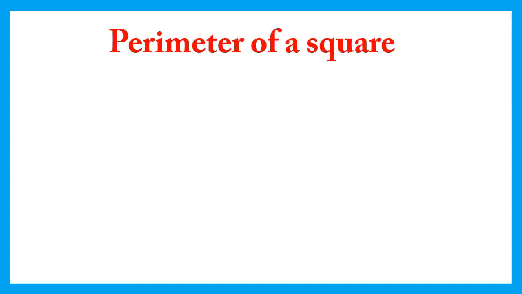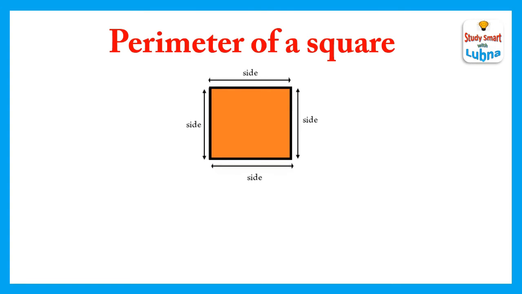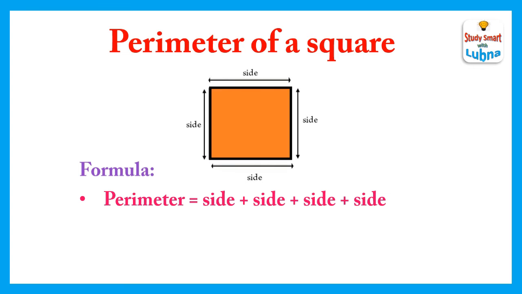So now we are going to find the perimeter of a square. This is a square, and you can see here that the perimeter is the sum of all the sides, or the outline is also called the perimeter of a shape. So here we have to find the perimeter of a square. How will we find it out? Formula. We will use a formula for finding the perimeter of a square.